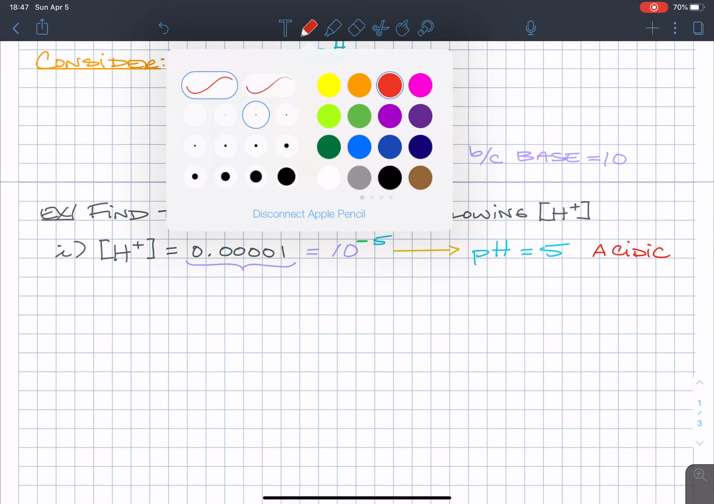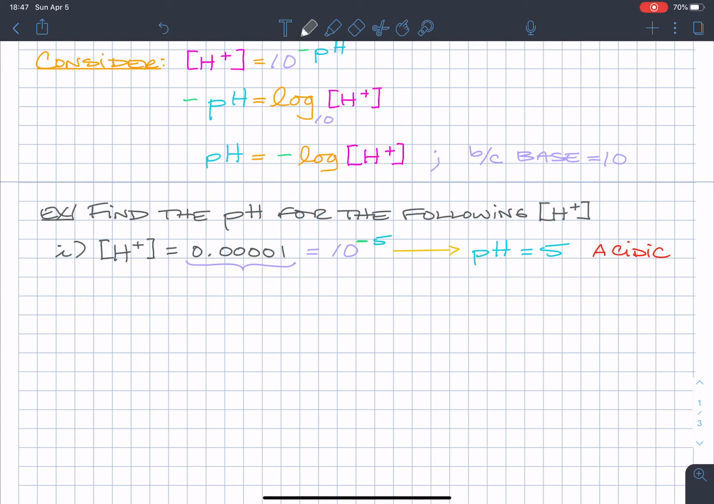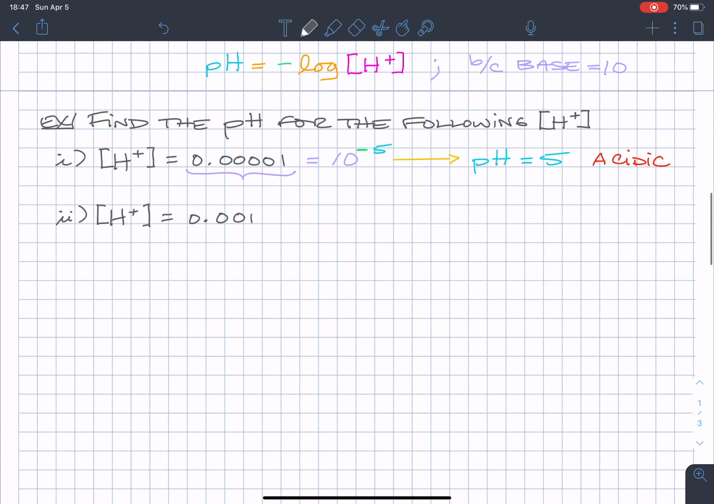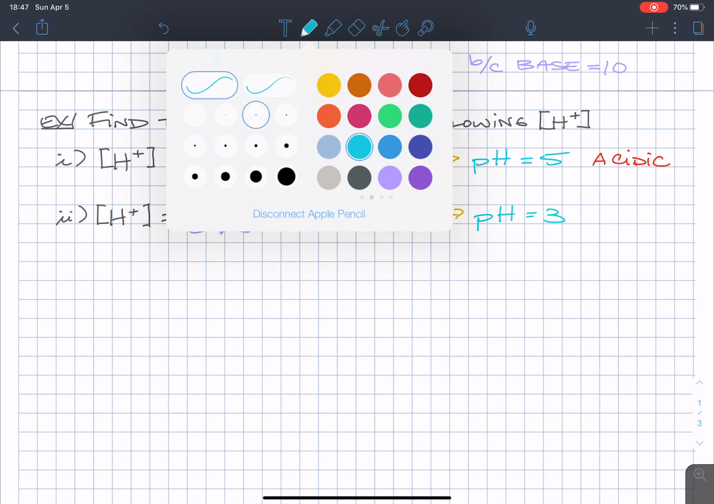Okay, so let's do another one. So number 2, let's go down here. Let's say I have a hydrogen concentration of 0.001. Once again, I have 3 zeros preceding the 1, and since it's a decimal, I know it's negative 3. But remember the pH is the positive there, so the pH is going to be positive 3, which once again is acidic.